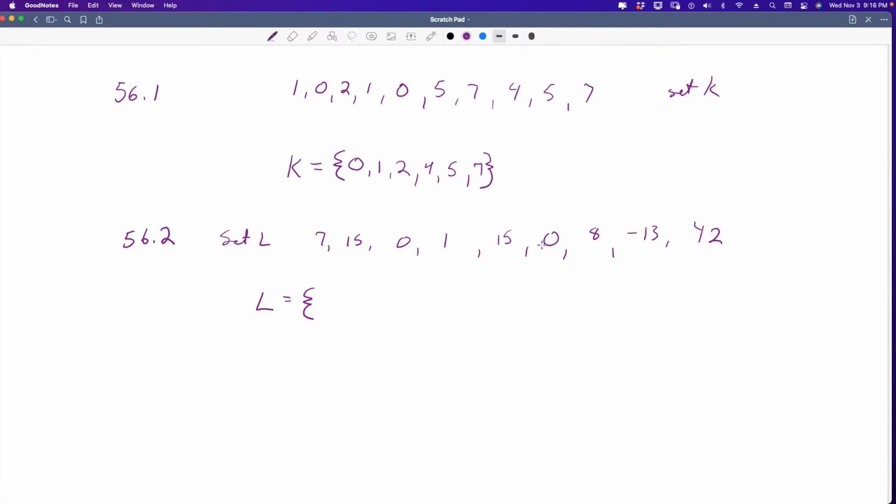So I see my first number, my lowest number, is a negative 13. I don't see any other negatives. I see a 0. I see a 1. I don't see a 2, 3, 4, 5, or 6. I see a 7. The next number I see is 8. Then I see 9. I don't see 10, 11, 12, 13, 14. I see 15, and I see a 42. All right? So 1, 2, 3, 4, 5, 6, 7.